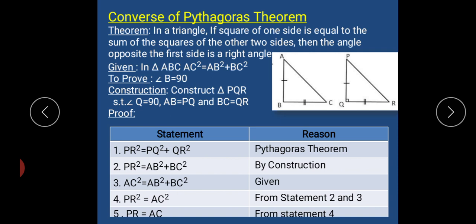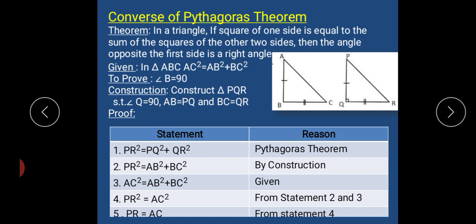See, now go back to the figure and see. If PR is equal to AC, then the two triangles are congruent by SSS congruence rule. Angle B is equal to angle Q because corresponding parts of congruent triangles. But angle Q is equal to 90 by construction. Therefore, angle B is equal to 90. This will be the remaining step.